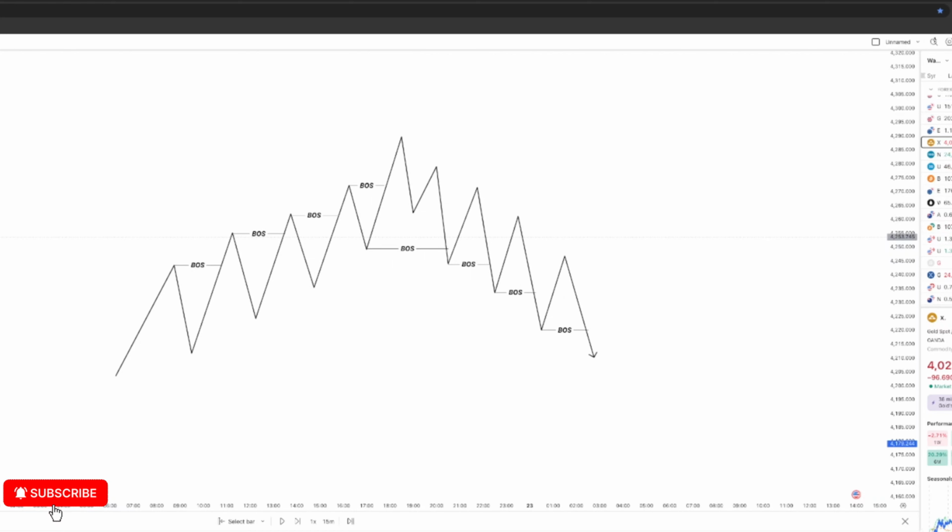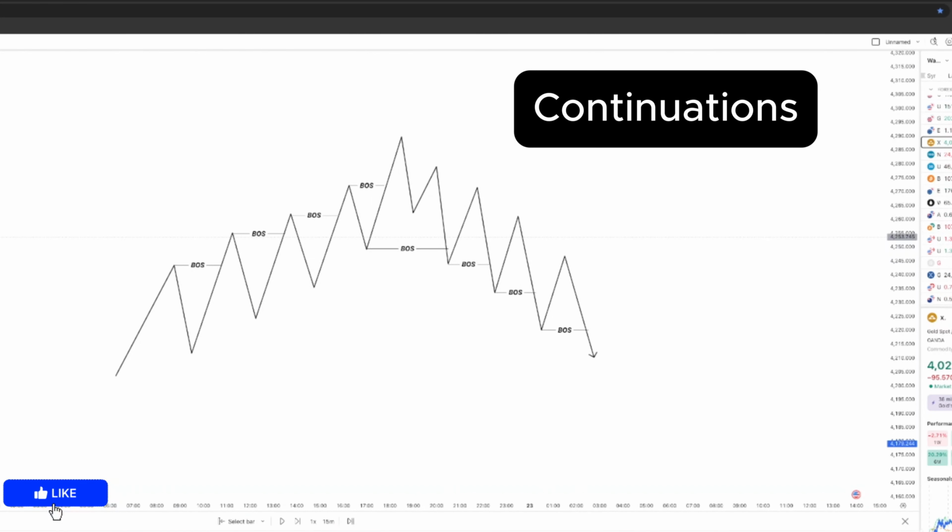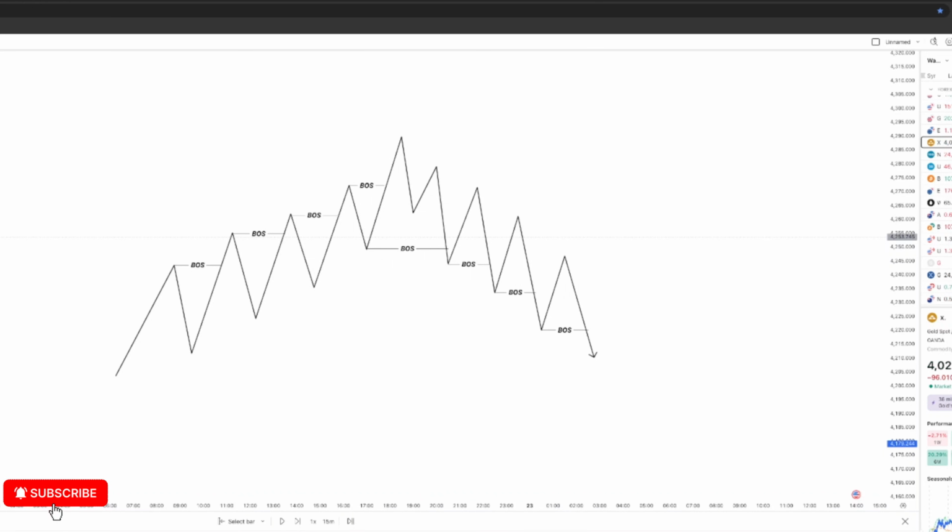Without wasting much time, let's get started. First of all, understanding continuations is the key to success in trading. We know that the market moves in uptrends and downtrends and also consolidations. Now, what are continuations? Continuations are the continuous movements whenever the market is in one trend or the other.